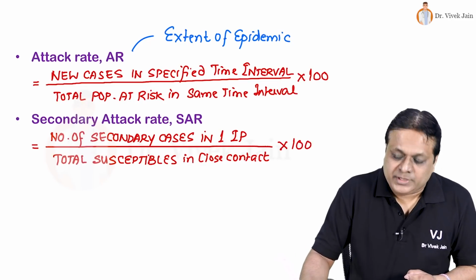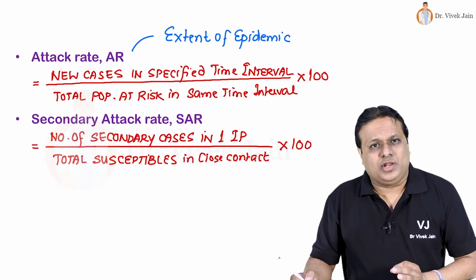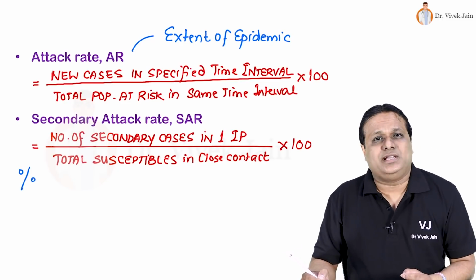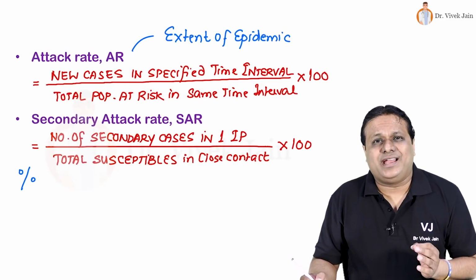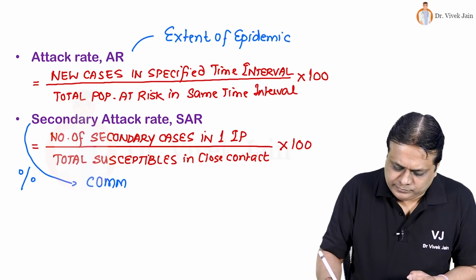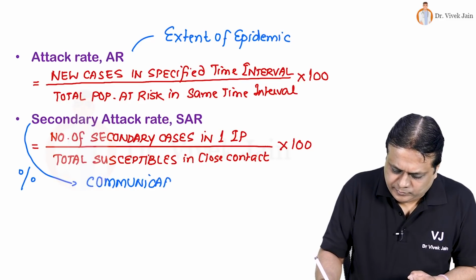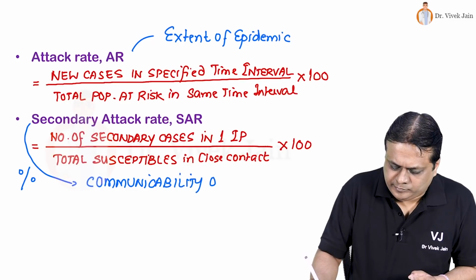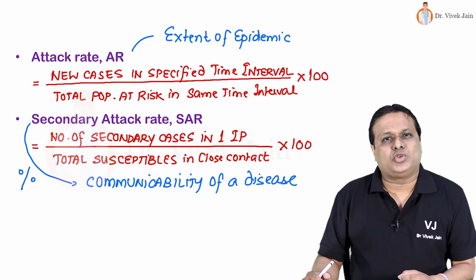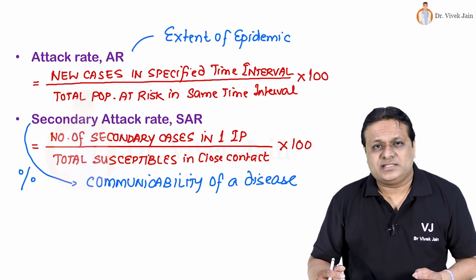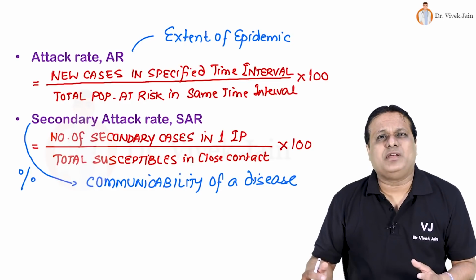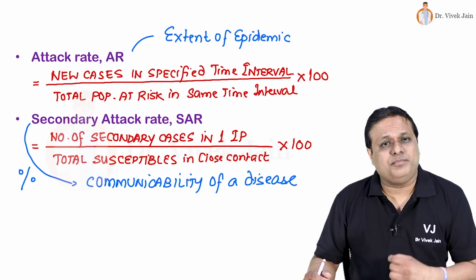Multiplier is 100. Since numerator is a part of denominator and multiplier is 100, it is always expressed as a percentage and it is a proportion. Secondary attack rate tells you about communicability of a disease or an organism. Secondary attack rate is generally high for diseases like measles, mumps, chickenpox. All of them have secondary attack rate greater than 80%.